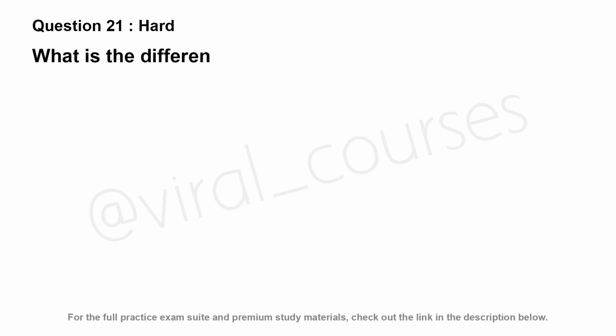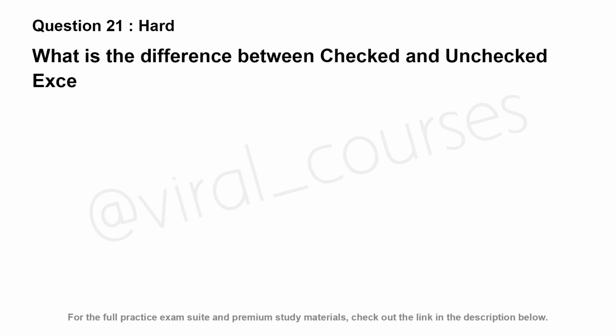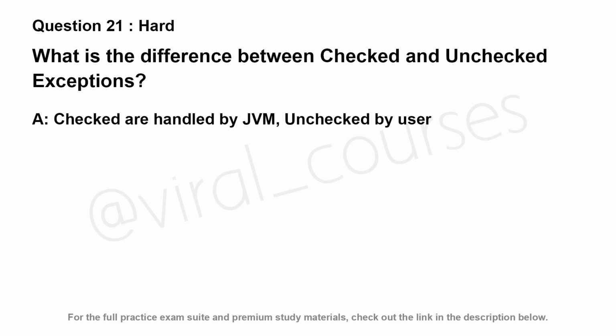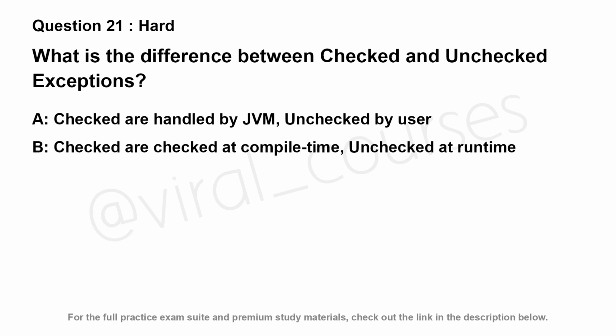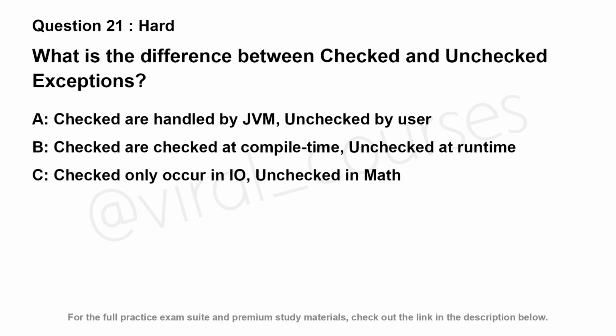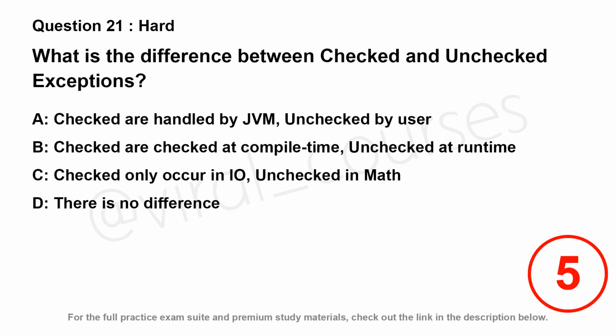What is the difference between checked and unchecked exceptions? Option A. Checked are handled by JVM, unchecked by user. Option B. Checked are checked at compile time, unchecked at runtime. Option C. Checked only occur in I/O, unchecked in math. Option D. There is no difference.